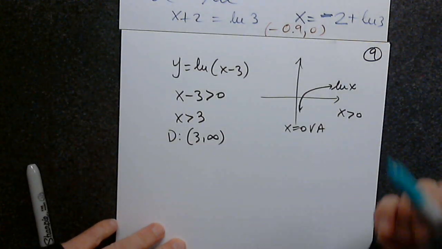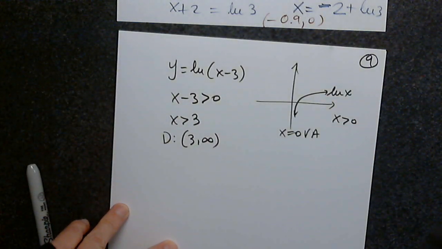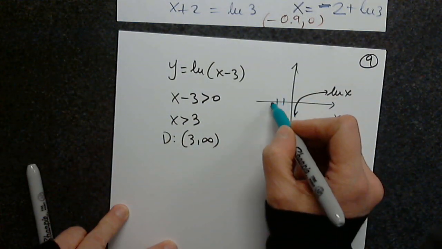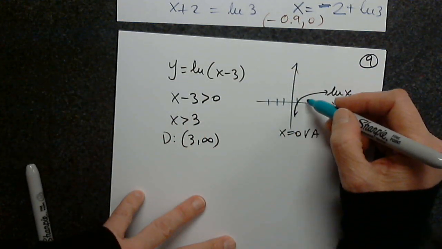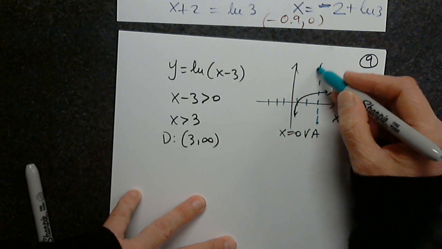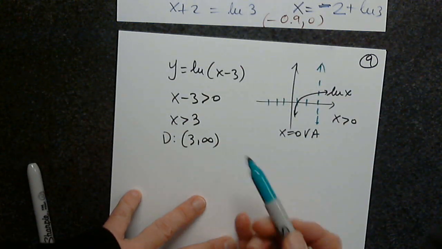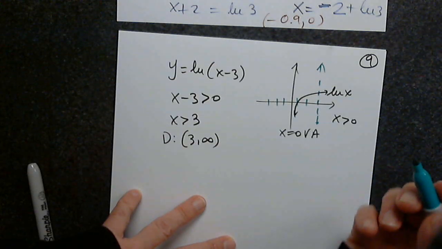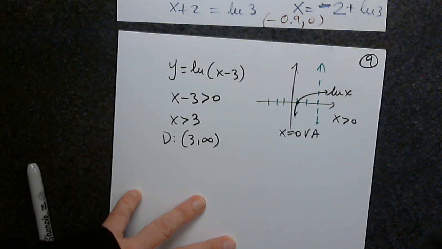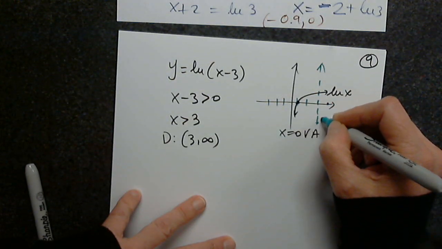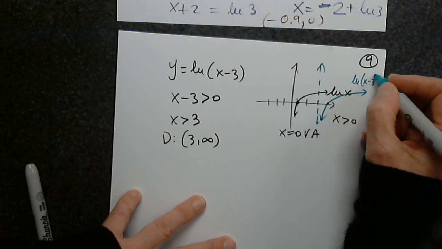The vertical asymptote, where does it move? It's at x equals 0 now. Where will it move? To the right, of course. 1, 2, 3. It makes sense, right? Because we already know the domain, so we shouldn't be surprised that it has to go to the right. So then this point will move where? 2, 4. Perfect. That's the graph. So natural log of x minus 3.